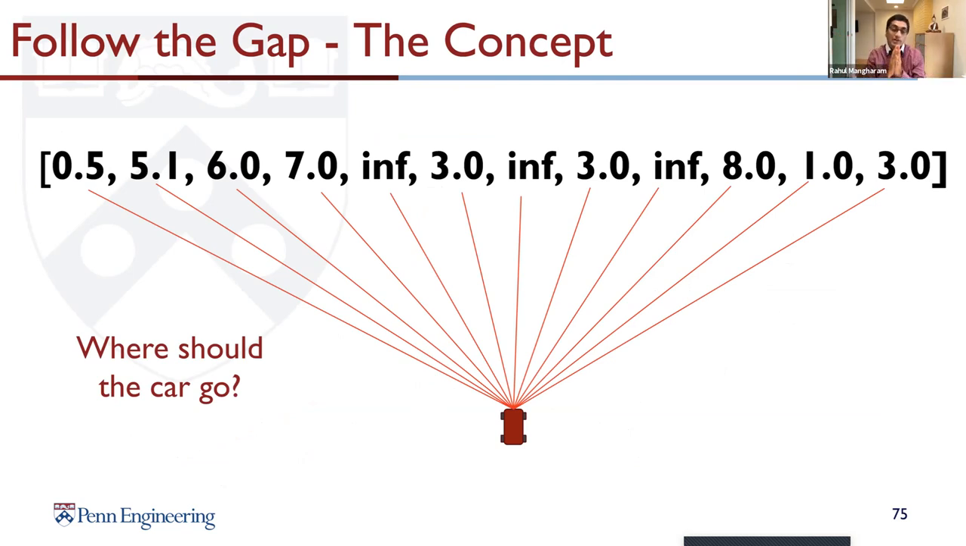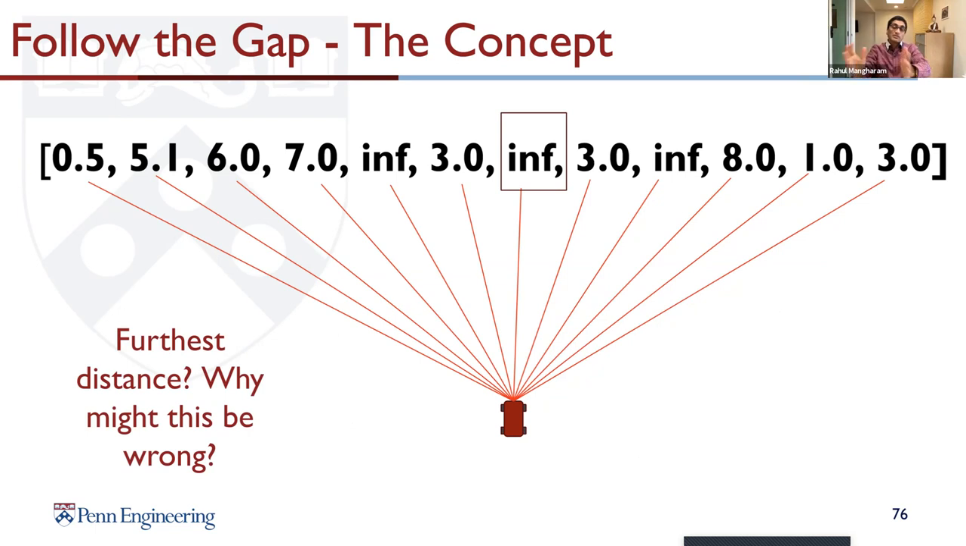Now we want to figure out where the car should go. Maybe one thing: infinity is basically saying that there's no obstacle. As far as the range of the laser scanner goes, we haven't got a bounce back. We sent the signal out and nothing reflected back, so that's just saying that it's open. So maybe we should just pick one of these infinities and go there, because that's the furthest distance. But what might be wrong with choosing that?